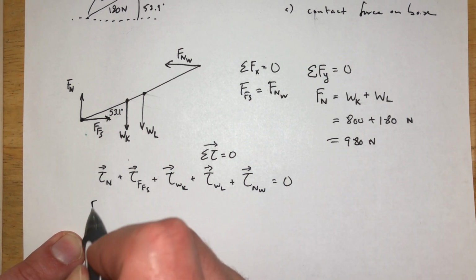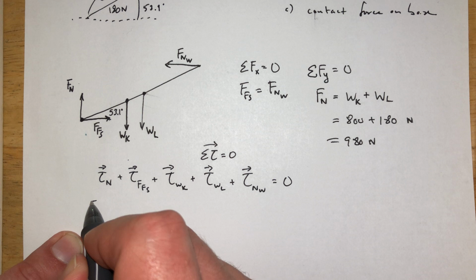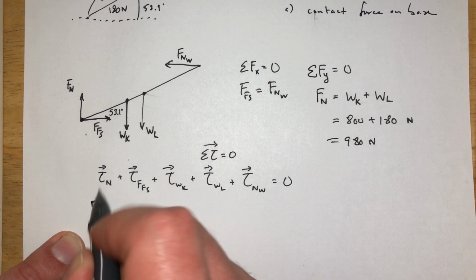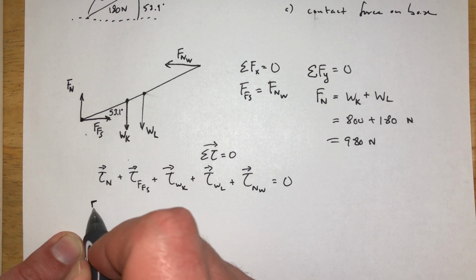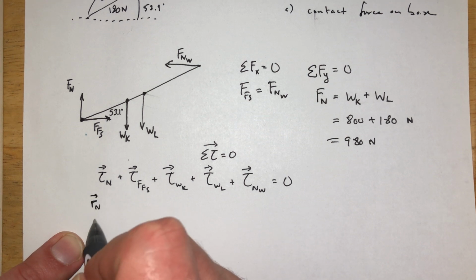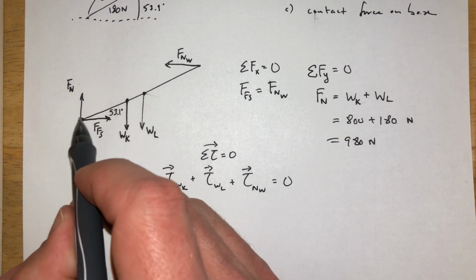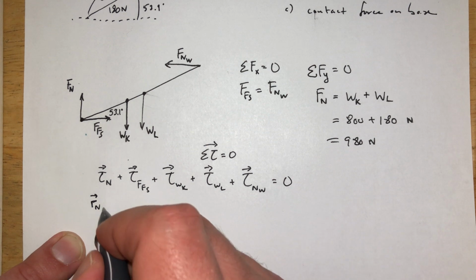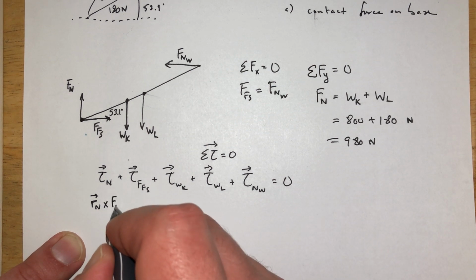This is the distance away from the axis, the position vector, right? From the axis of rotation to the point of action of the force in question.